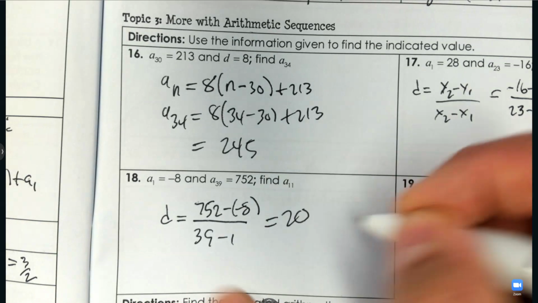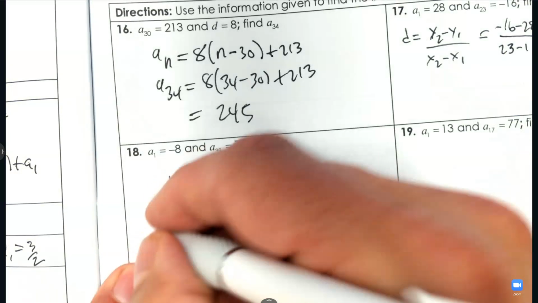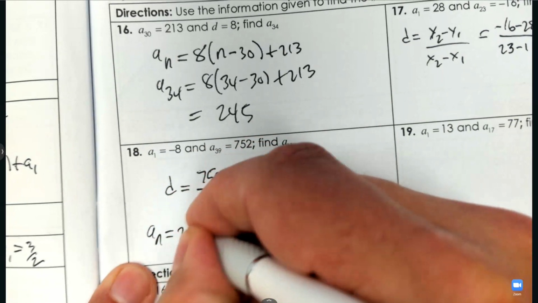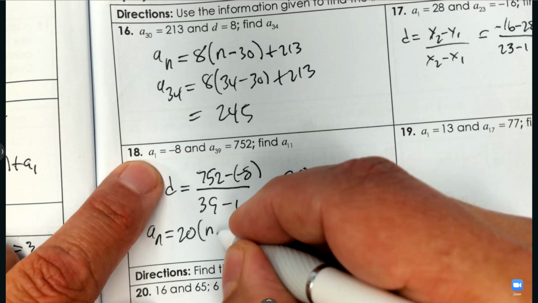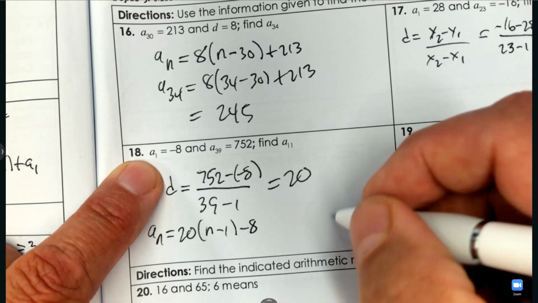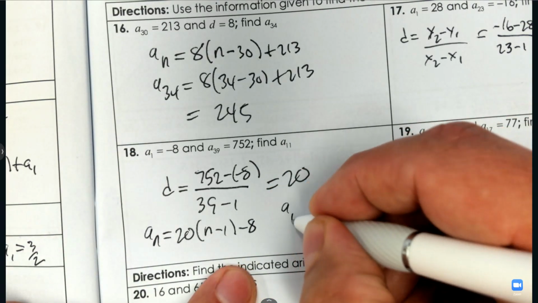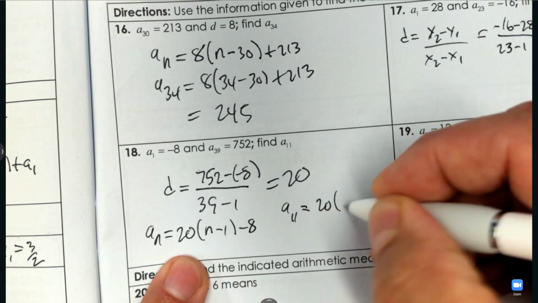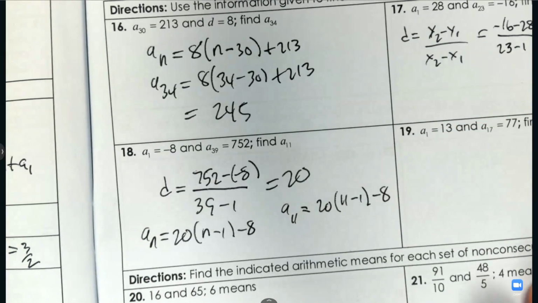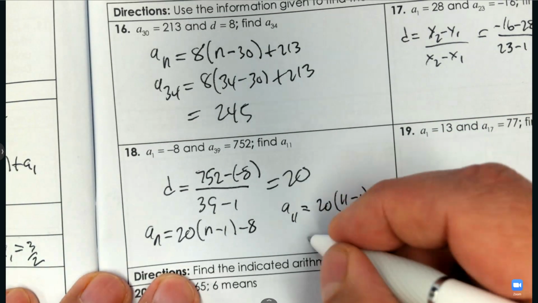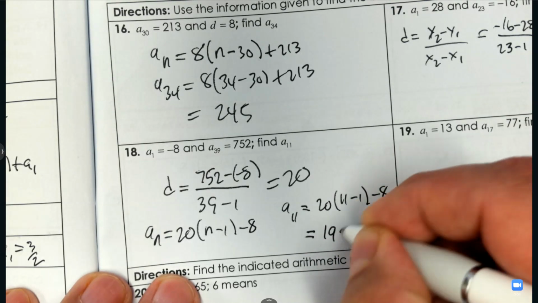All right, that answer is 20. That's not the end answer. I need a formula. So I'm going to go a_n, I'm going to start with d, the slope, 20, n minus 1, because I do know the first term, and negative 8. And then I'm going to plug in 11 into that formula. So that's 11. So press pause and plug it in. Now press play. Did you get the same answer as me?